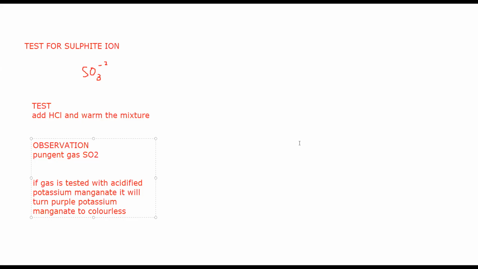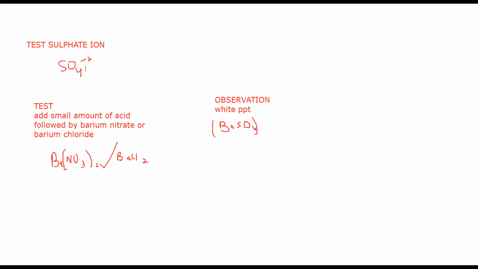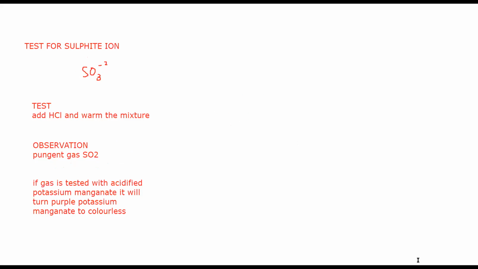Yeah, we can perform the same test. Sulfate and sulfite both will give a white precipitate, so you cannot distinguish whether it is sulfate or sulfite. Like if I add barium nitrate or barium chloride, that will also give a white precipitate with both sulfate and sulfites.